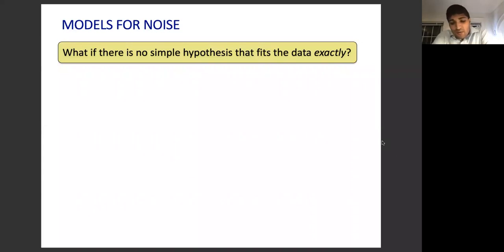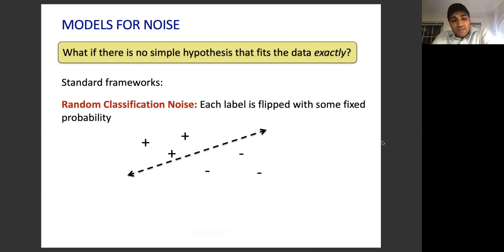So the main part of this talk will be about pushing back on these models where we assume that there's a hypothesis that perfectly fits our data. And this takes us to the notion of noise. What happens if there's no simple hypothesis that fits our data exactly? Actually, there are many different frameworks that you can use to study noise. At one end of the spectrum, you can think about a nice average case model for noise. One of the popular ones in supervised learning is what's called the random classification noise model.